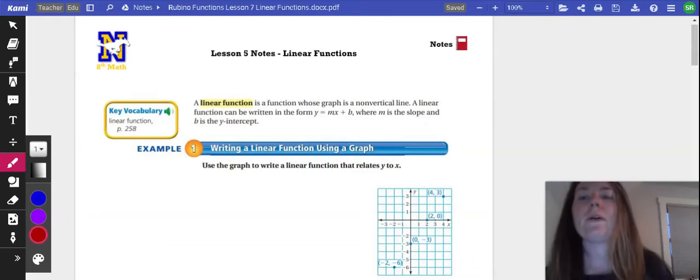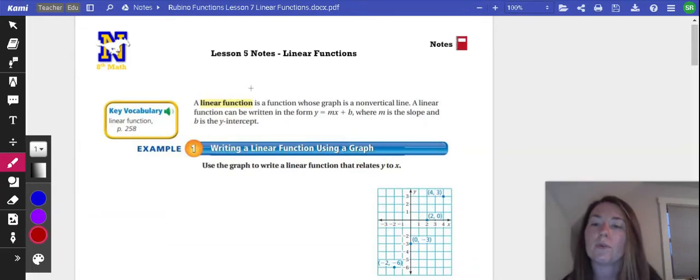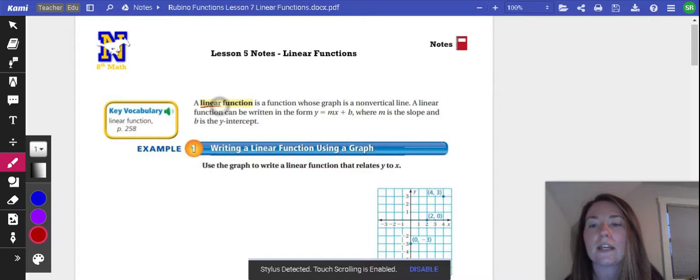Guys, so today we're going to be talking about linear functions. We will start with the definition. So a linear function is a function whose graph is a non-vertical line.